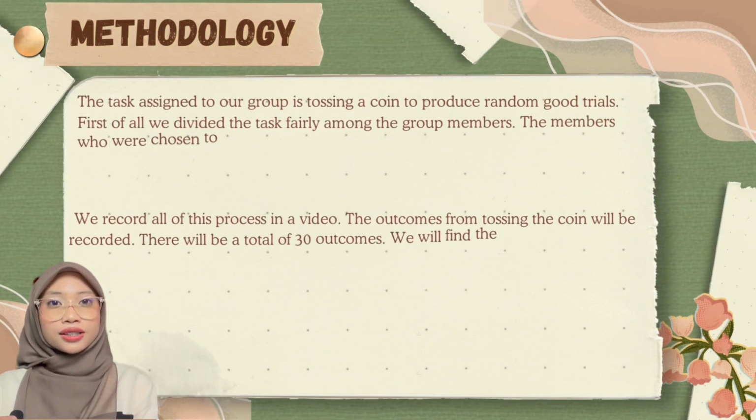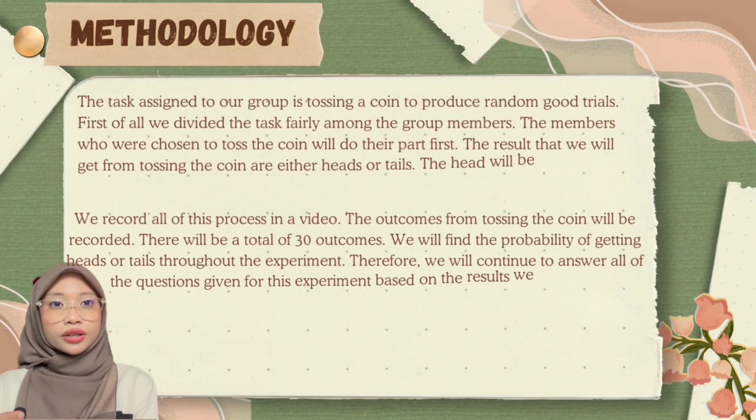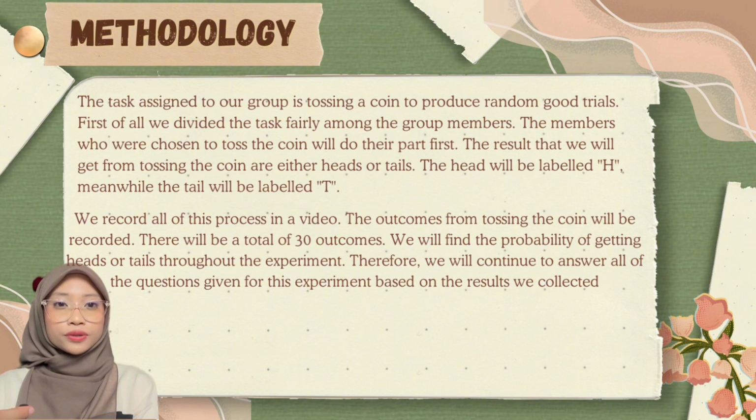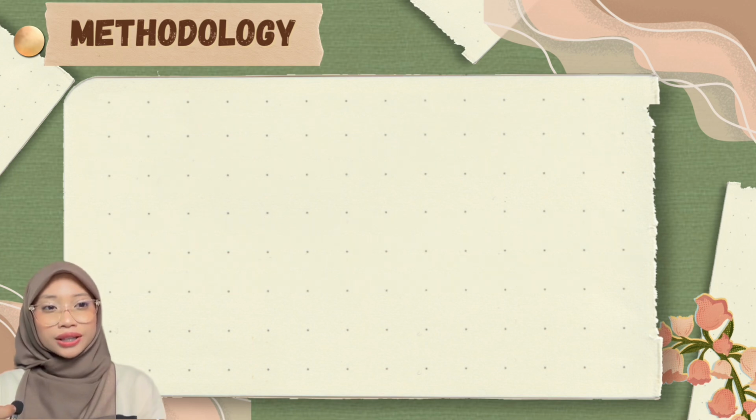Methodology. The task assigned to our group is choosing a coin to produce random group trials. First of all, we divided the task among the group members. The members who were chosen to toss the coin will do their part first. The result that we will get from tossing a coin is either head or tails. The head will be labeled H, meanwhile the tail will be labeled T.